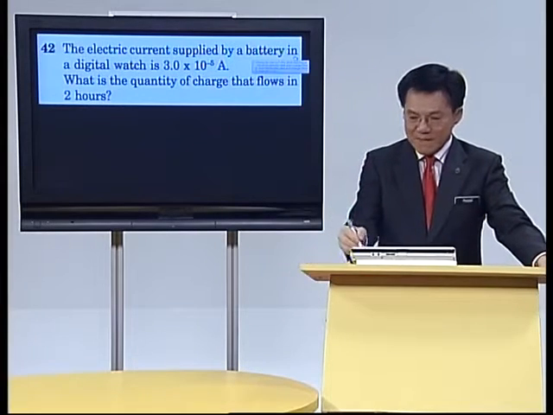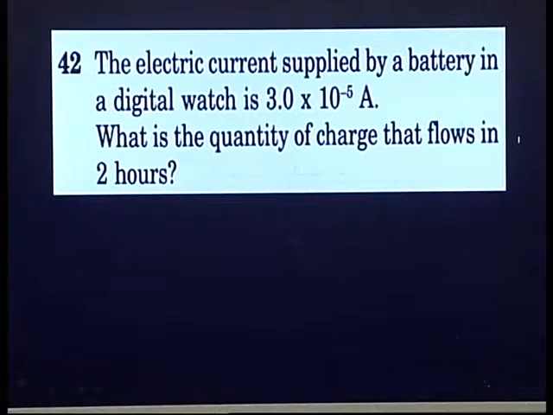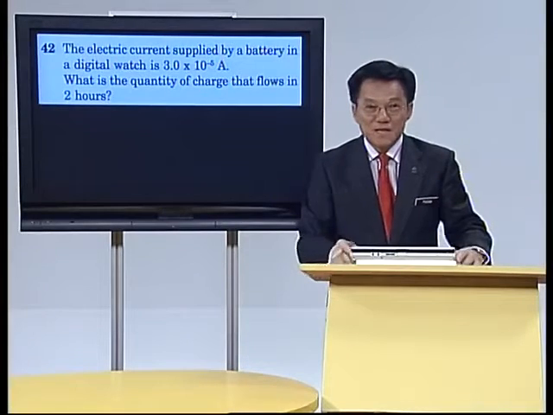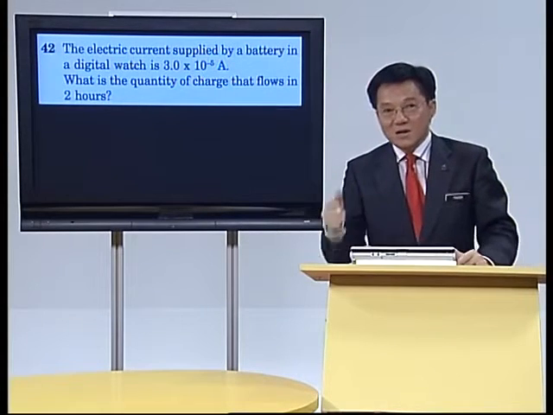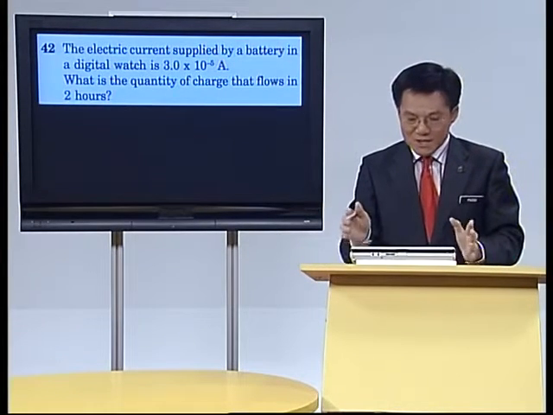Now, this is the question. The electric current supplied by a battery in a digital watch is 3.0 times 10 to the power of negative 5 amperes. What is the quantity of charge that flows in 2 hours? Very short question, very simple, isn't it? But there is a lot to it. All right, we will go step by step.